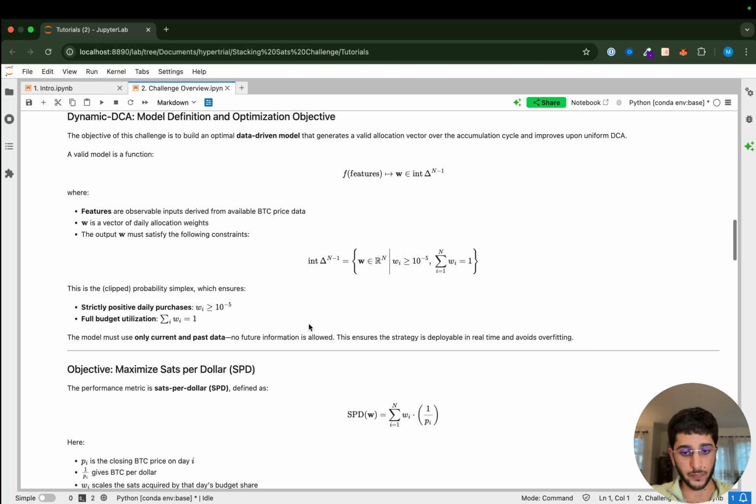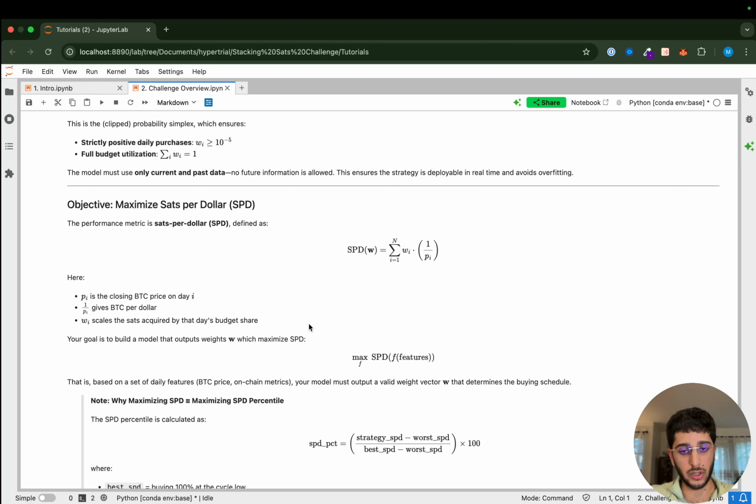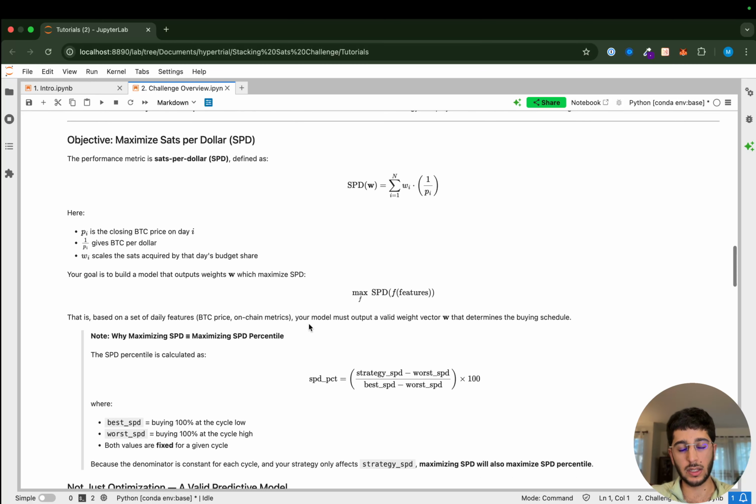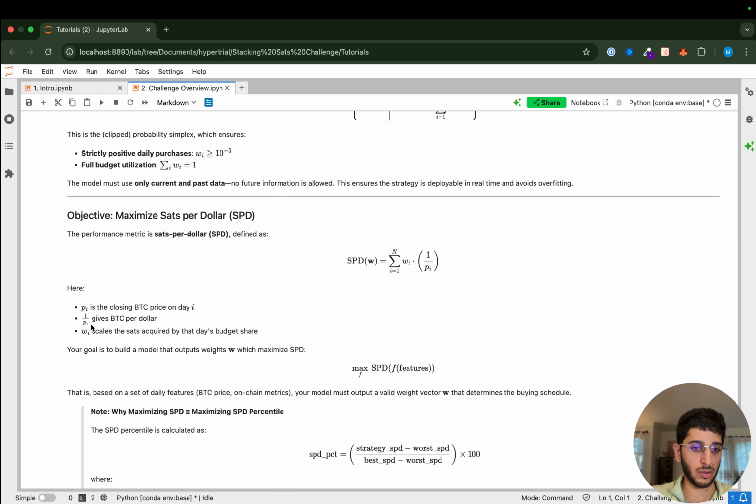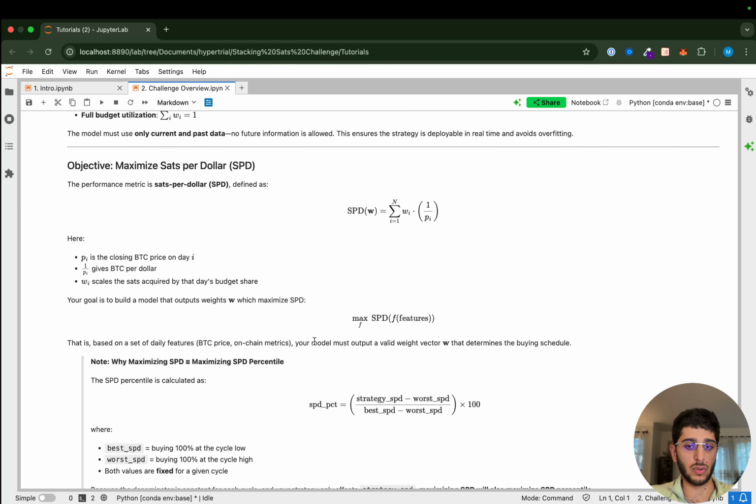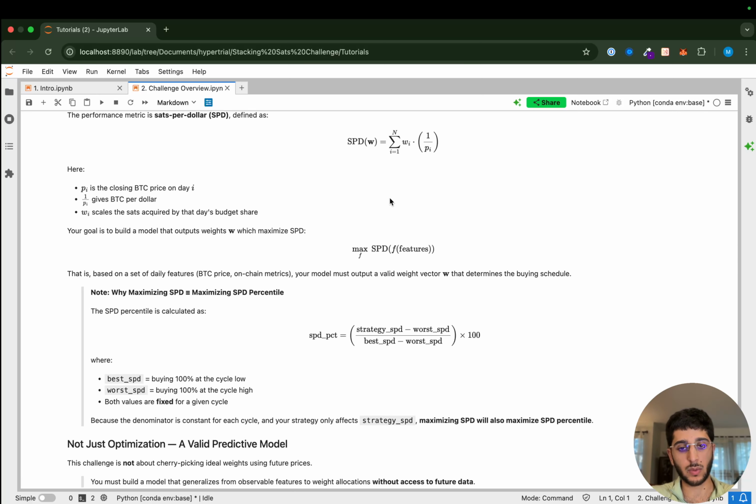Nothing new so far. We spoke about this mapping as this unconstrained optimization in the previous video as well, where we said that we care about the Satoshi per dollar, which is defined as this, where p_i is the price of Bitcoin, or specifically, I believe it's the closing price of BTC on day i. What we really want to do is not cherry pick our weights to find the best outcome. We want to find models that map features to those weights that are optimal. And that's what all this is about.